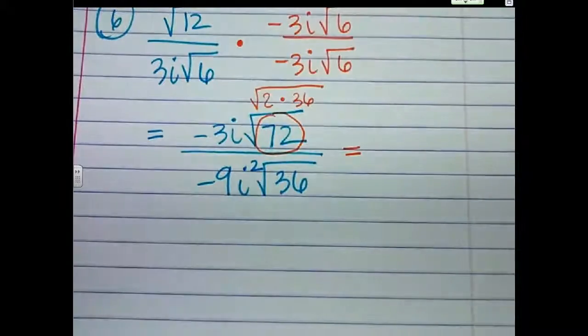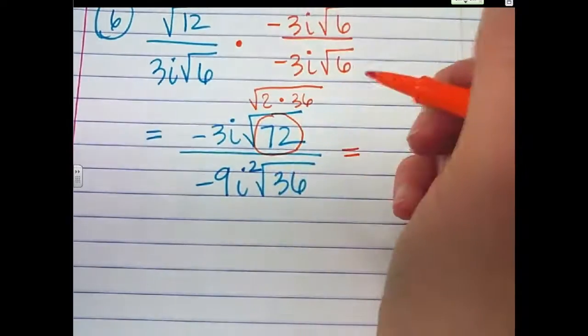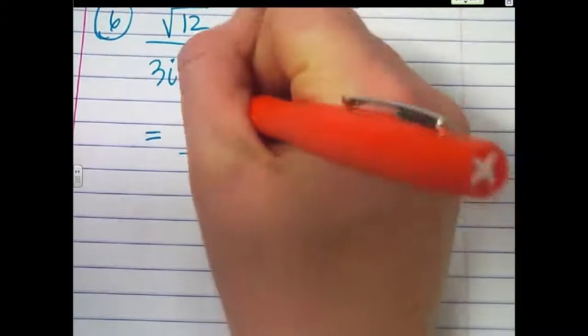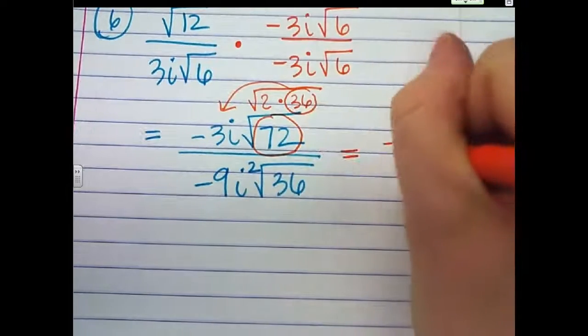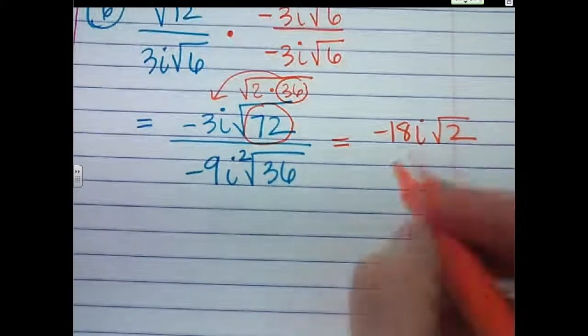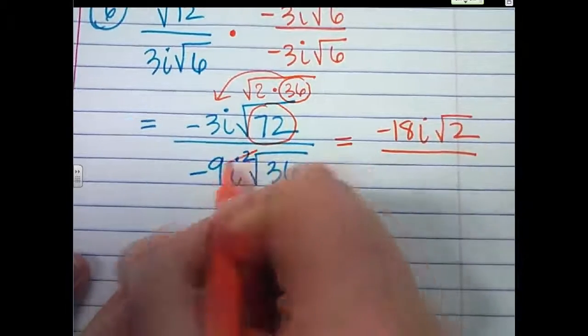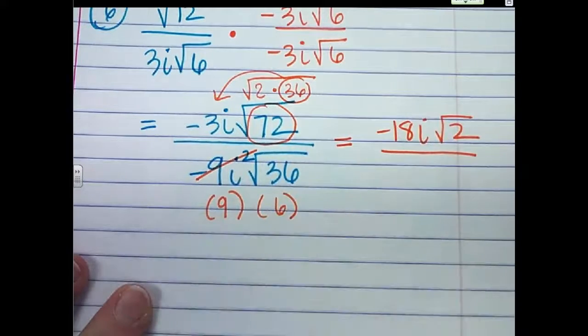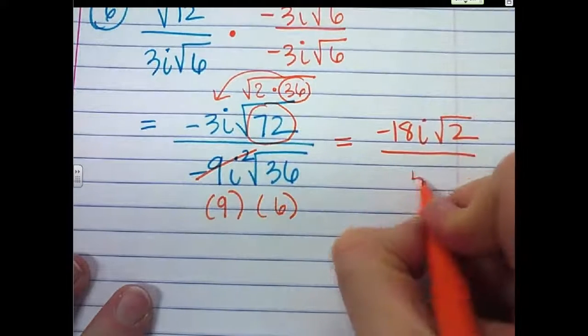Okay, so on the top, the 6 comes out. So negative 18i square root 2. And then on the bottom, over here we've got positive 9 times 6. So 54.